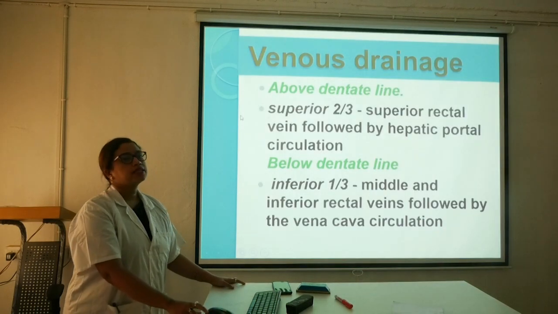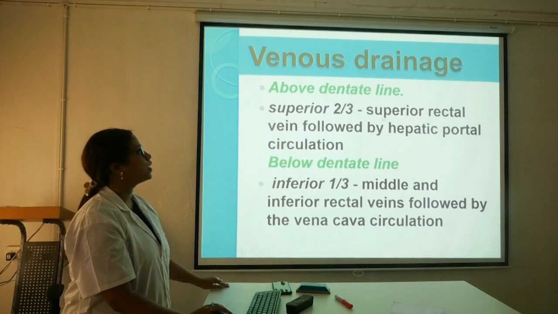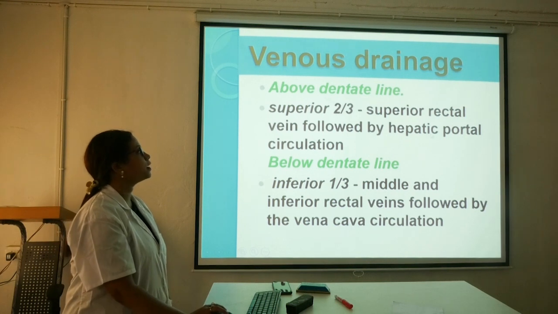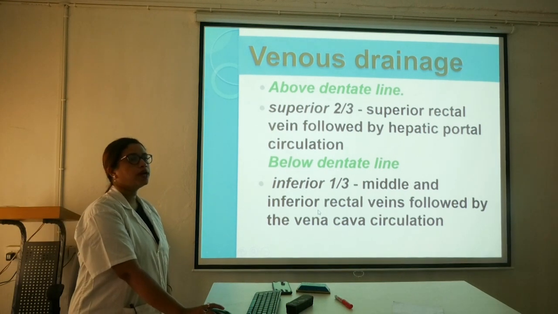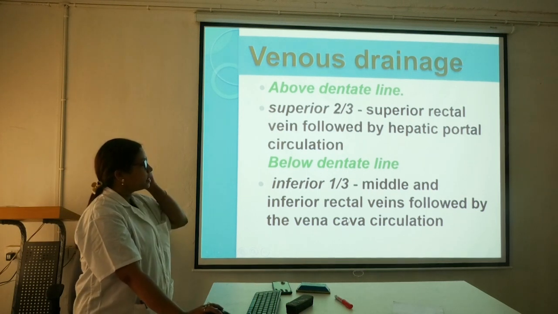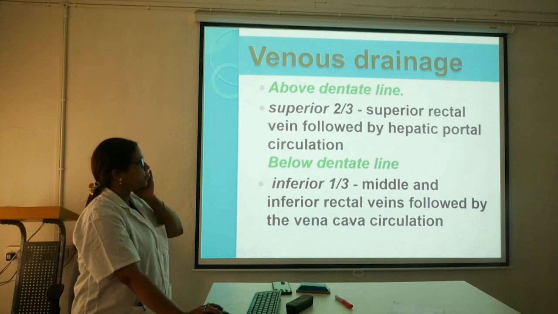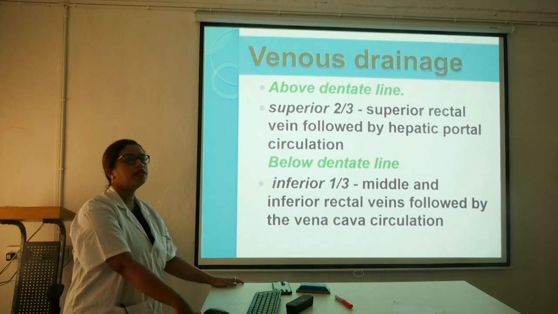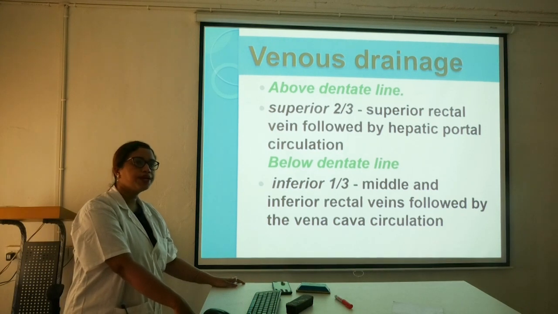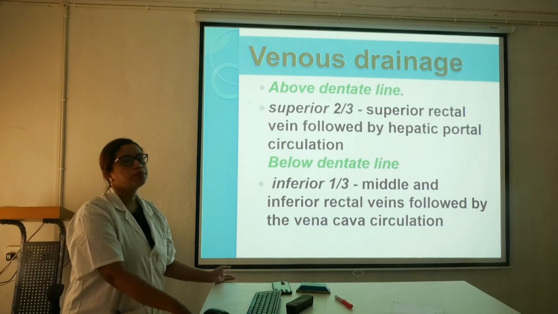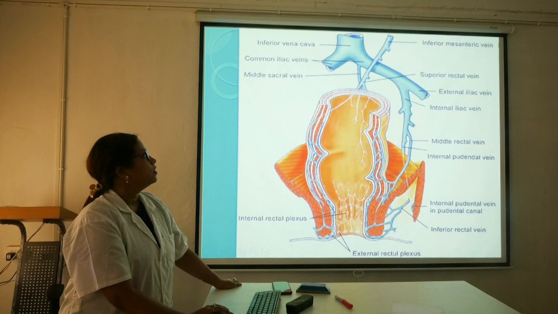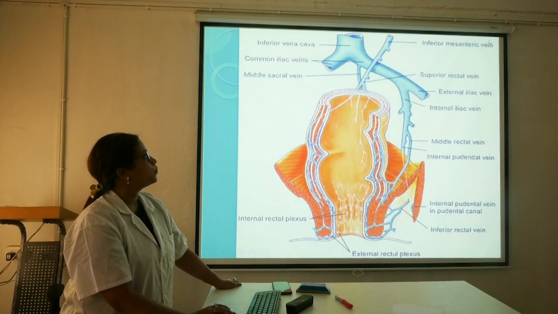So now about the venous drainage. Venous drainage of the superior two-third is by the superior rectal vein followed by hepatic portal circulation. Okay, hepatic portal circulation. And below the dentate line, that is the middle and inferior rectal veins, followed by vena cava circulation. That means who is draining into the inferior vena cava? The middle and inferior ones, but the upper one is the hepatic portal circulation, the superior rectal vein. Okay. So see, this is the vein.